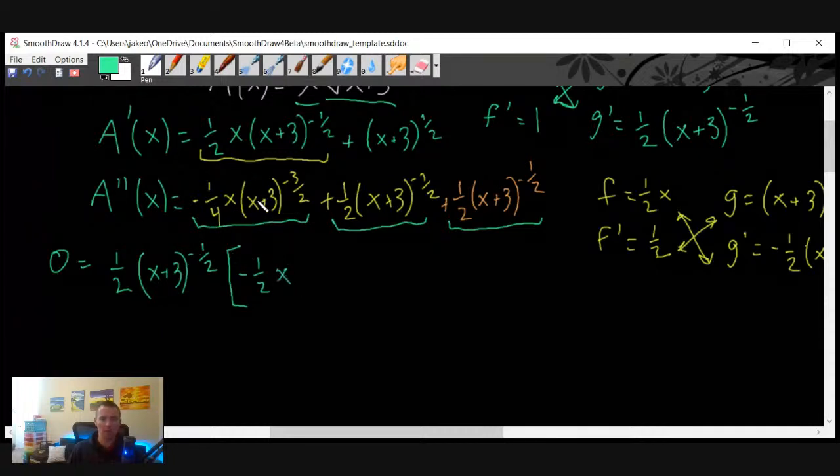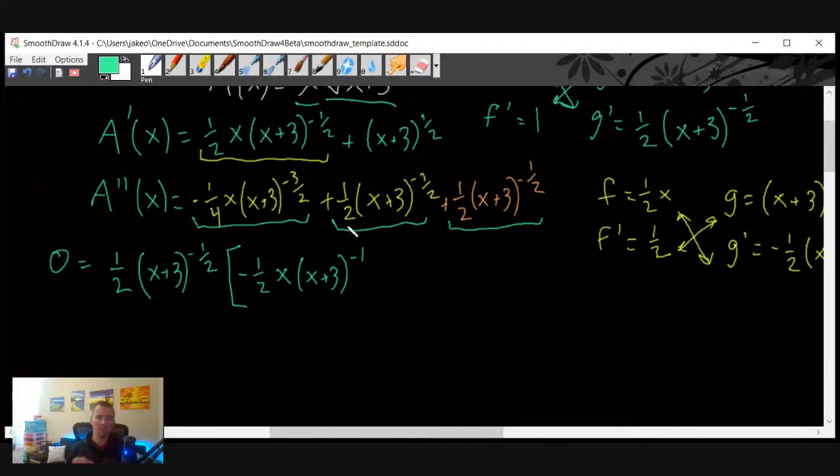And then keep in mind, this is x plus 3 to the negative 3/2, where we pulled out x plus 3 to the negative 1/2. So what power would we need to raise x plus 3 to, so that this power plus our negative 1/2 power out here adds up to negative 3/2? Well, it would just be negative 1. Okay, and then what are we going to be left with in this middle term here? We pulled out 1/2 x plus 3 to the negative 1/2. That's exactly what this was.